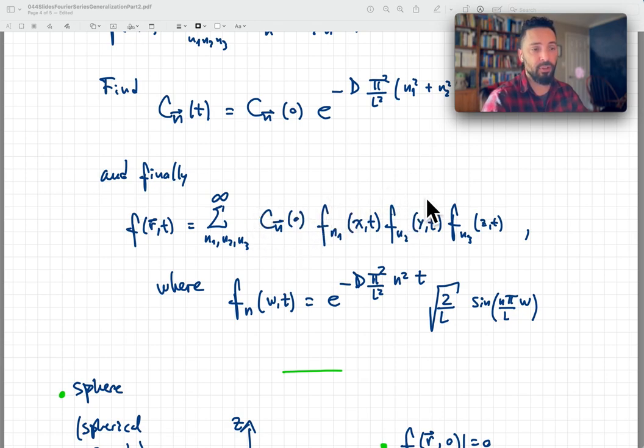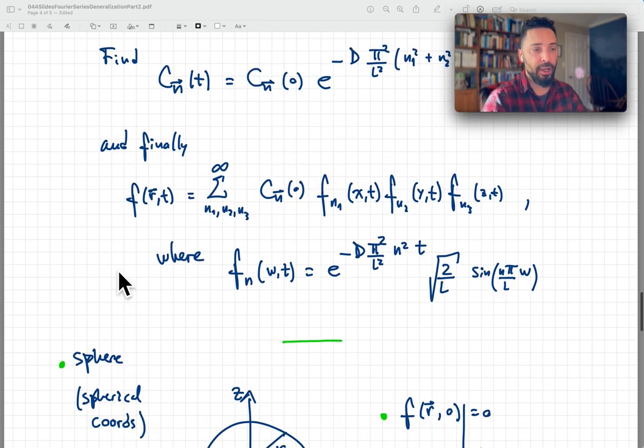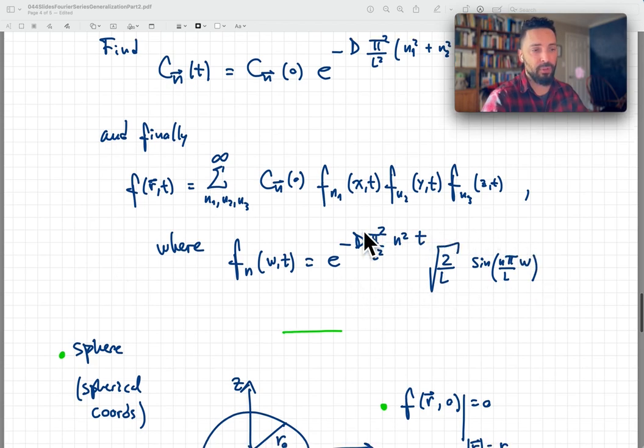And then there are these functions which I wrote in a compact way, which basically amount to the solution in 1D, which you would have. You have here f n1 of x, f n2 of y, f n3 of z, all time-dependent. And then the time dependence is captured by this exponential as before, where you have to insert the n corresponding to the particular direction that you're looking at. But this is the generic form of f, with the eigenfunction corresponding to the spatial part as well.